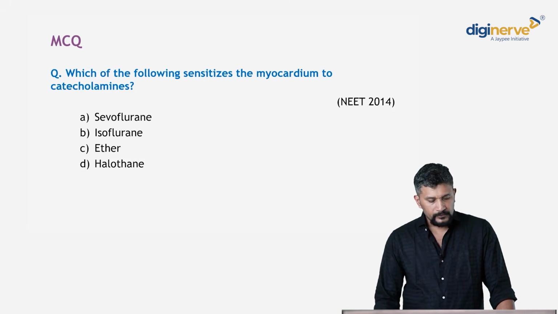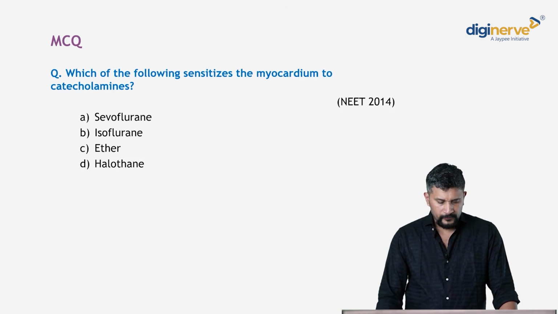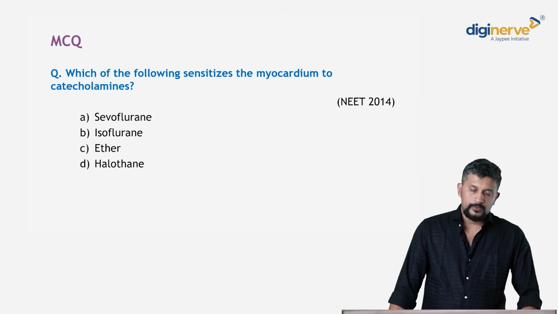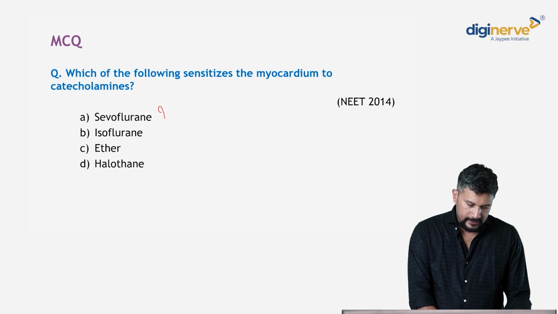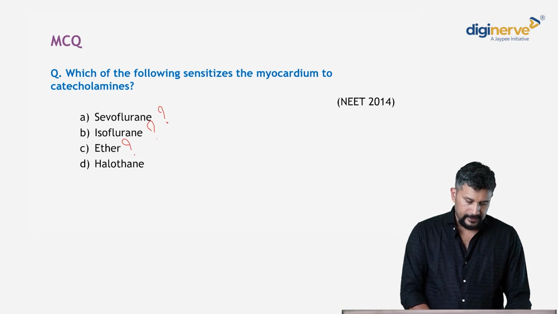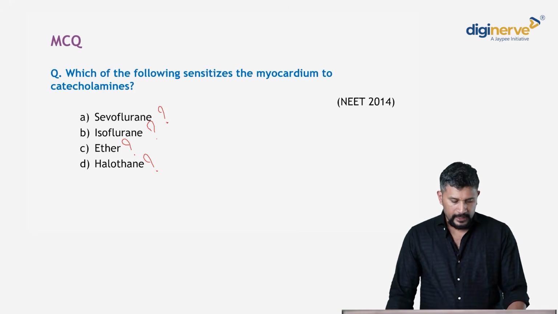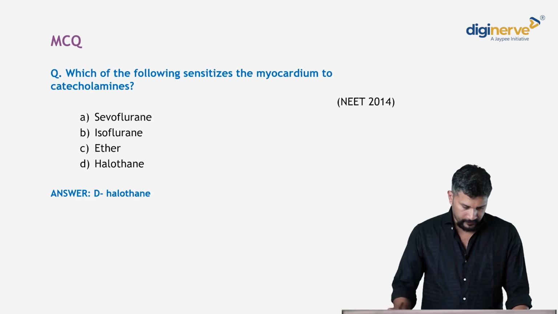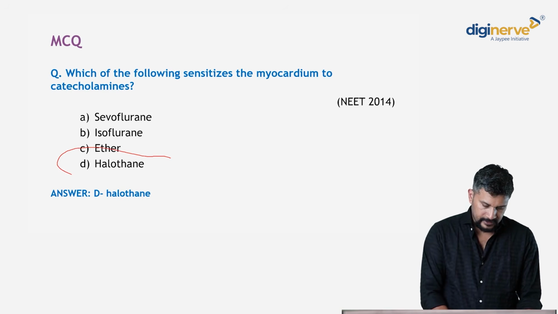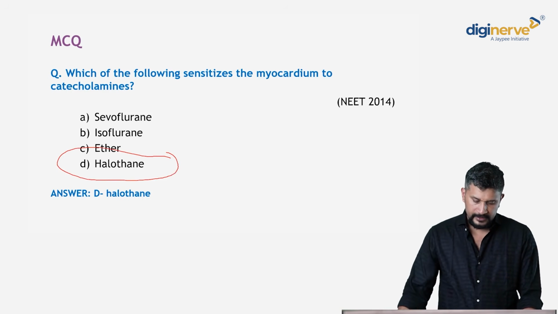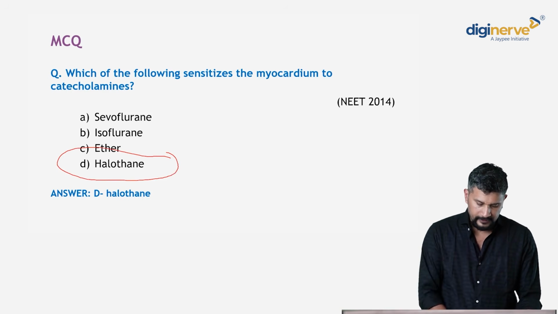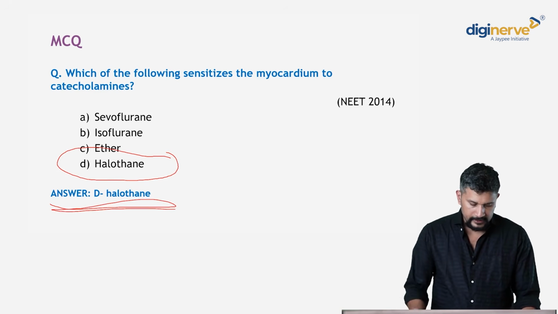So smooth induction, therefore, amongst all of these options would be with halothane because all of the others are respiratory irritants. The next question: which of the following sensitizes the myocardium to catecholamines? Is it A, sevoflurane? Is it B, isoflurane? Is it C, ether? Or is it D, halothane? So amongst all of the options, the volatile anesthetic which sensitizes the myocardium to catecholamines is therefore halothane, and the answer is D.